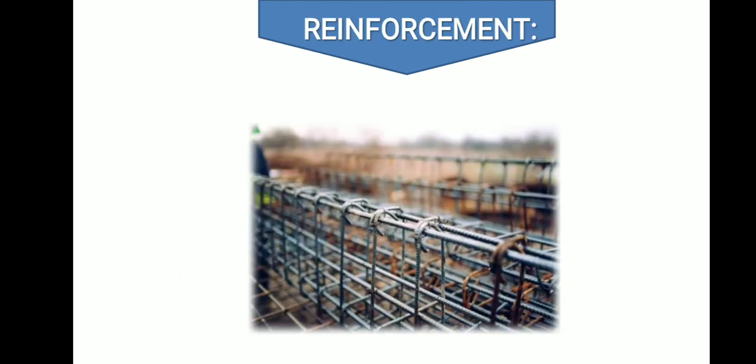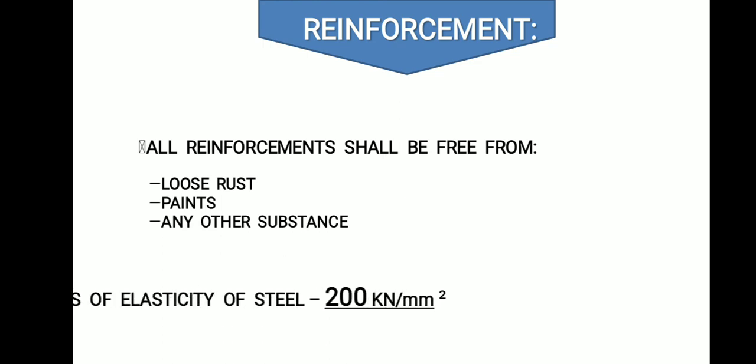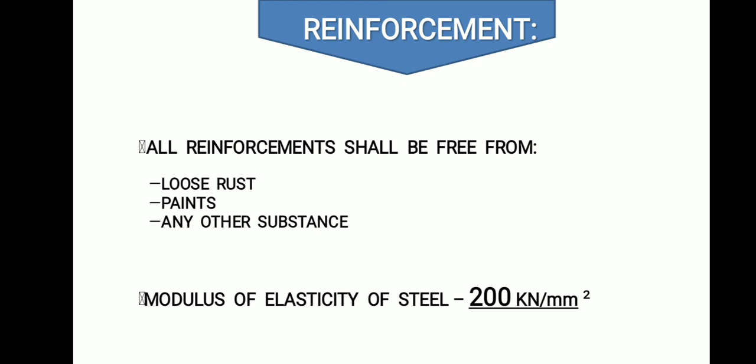Okay, so the last material and the last topic to discuss is reinforcement. Okay, so the reinforcement which is used for the construction shall be free from loose rust, paints, or any other substance that may reduce the bond. And the most important point that should be kept in mind in terms of reinforcement is the modulus of elasticity of steel shall be taken as 200 kilonewton per mm square.